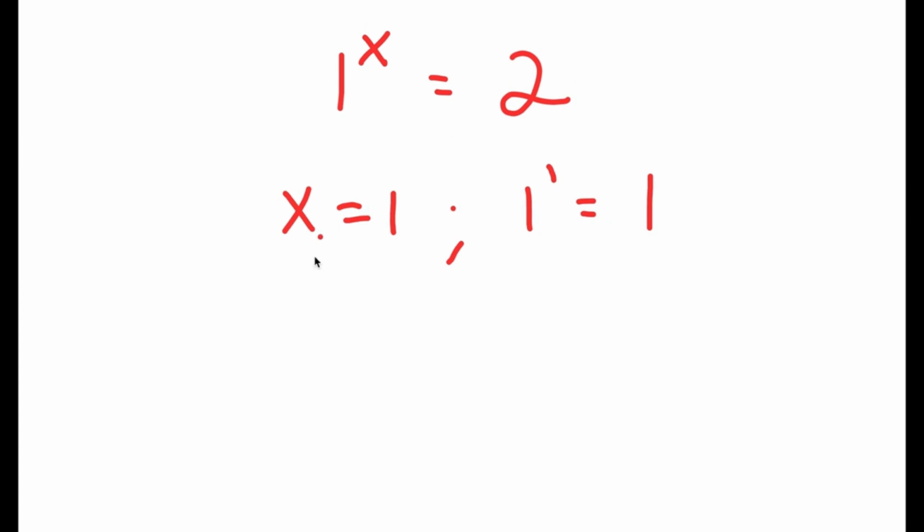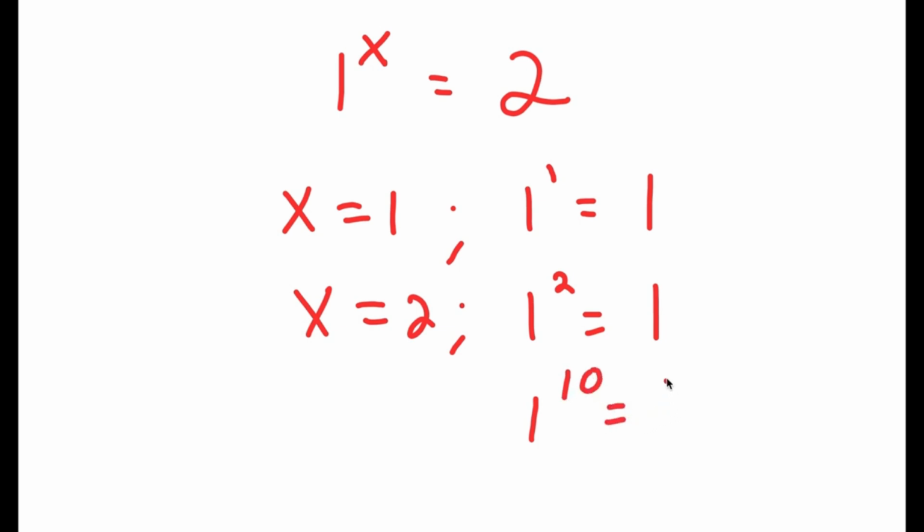Alright, so in this video, I'm going to solve the equation 1 to the power of x is equal to 2. So, before we even start solving this, if, let's say, x is equal to 1, then I have 1 to the power of 1, which is equal to 1. And if x is equal to 2, then I have 1 to the power of 2, which is also equal to 1. And you can go even 1 to the power of 10 is still equal to 1. So you may be thinking, what possible value of x can make 1 to the power of x equal to 2? So let's try solving this.